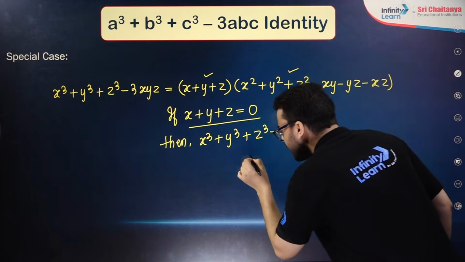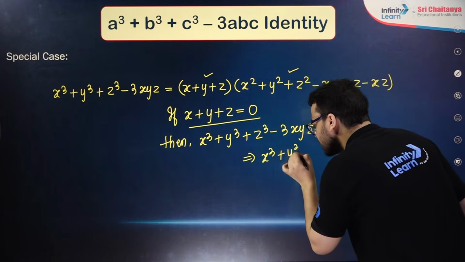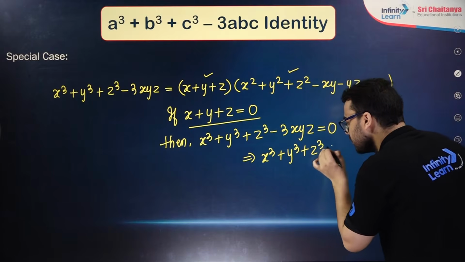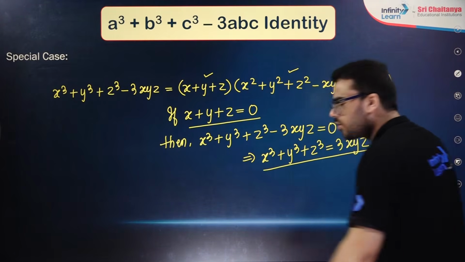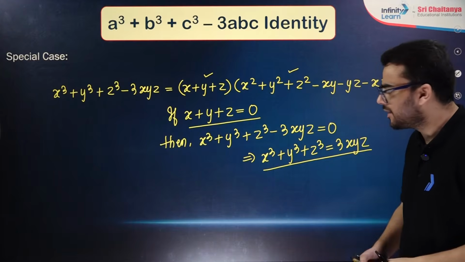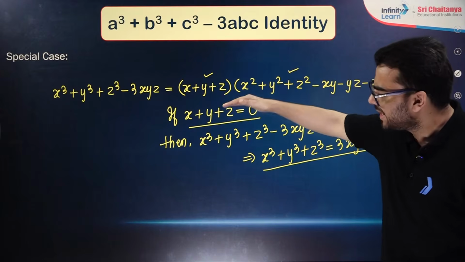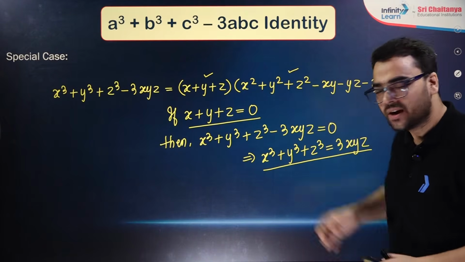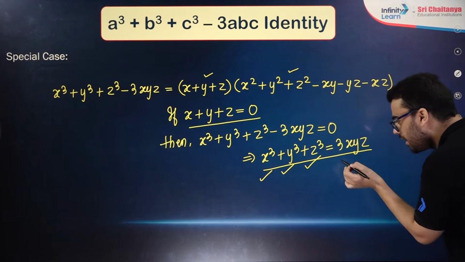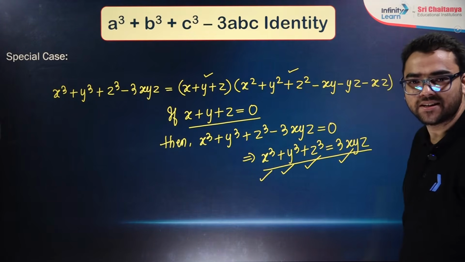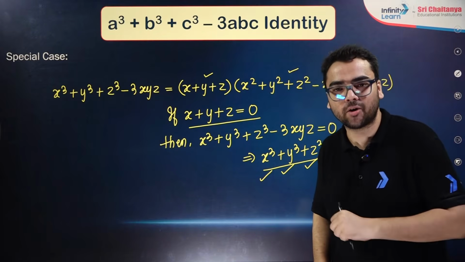So from here, will you get x cube plus y cube plus z cube? X cube plus y cube plus z cube is equal to 3xyz. This is the most important thing in this identity: if ever you see x plus y plus z is 0, you can just think that x cube plus y cube plus z cube will be equal to 3xyz. Just remember this thing for life. And that is the most important thing.